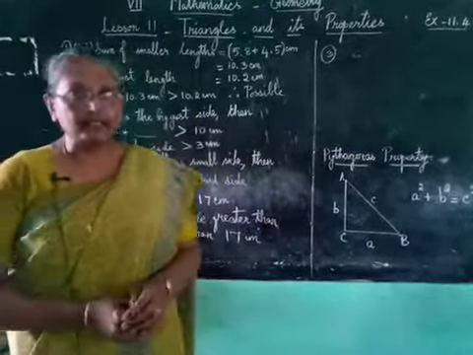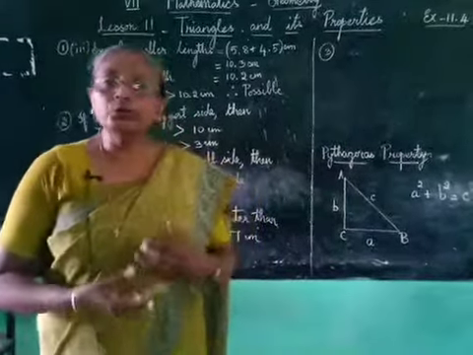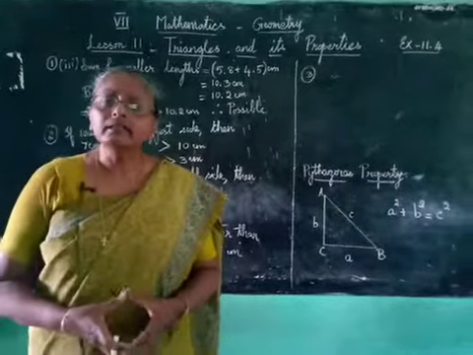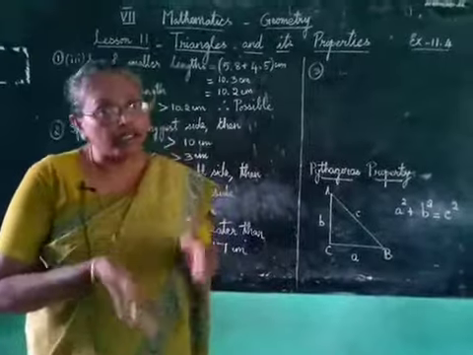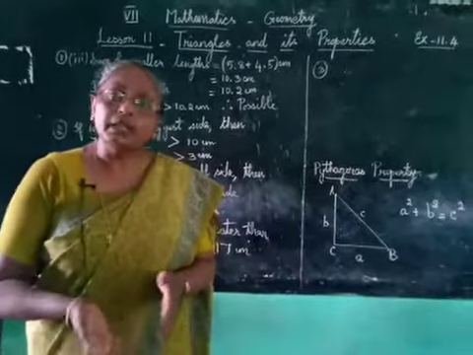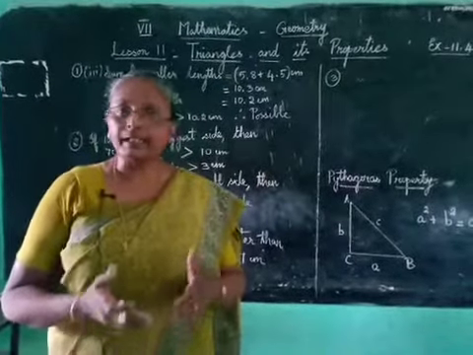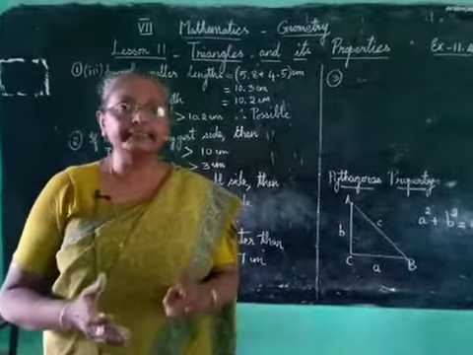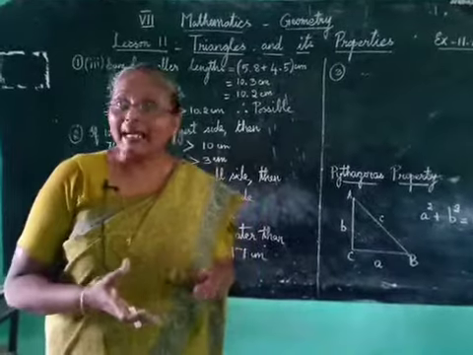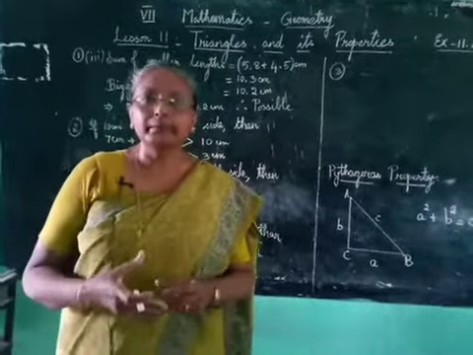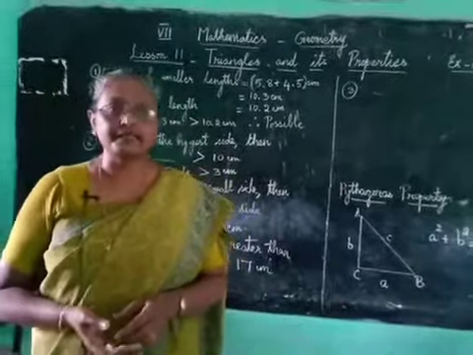Suppose we take a triangle and two lengths are smaller and one length is longer, then the sum of the two smaller sides of the triangle will be greater than the largest side. If two sides are smaller, and we add those two lengths, the sum of those two lengths will be greater than the largest side.